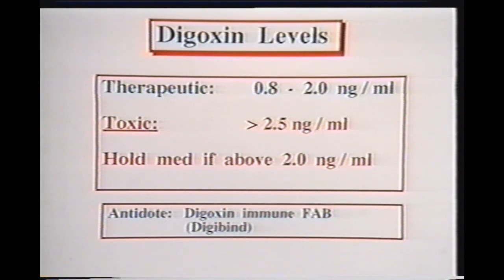And one other thing we need to know about DIG is that there is an antidote. And the antidote is called digoxin immune FAB, which is sometimes called Digibind. And if there are life-threatening DIG toxicities, Digibind can be used to help reduce the effects of the digoxin.